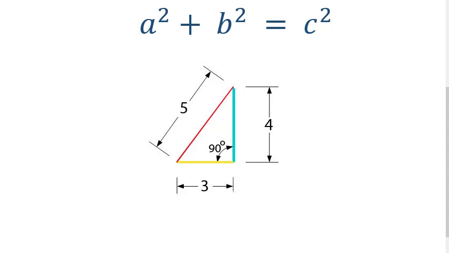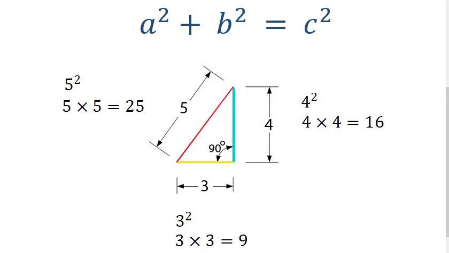So let's give you some examples. We have 3 squared, which equals 3 times 3, which is 9. We have 4 squared, which is 4 times 4, which is 16. And we have 5 squared, which is 5 times 5 equals 25.